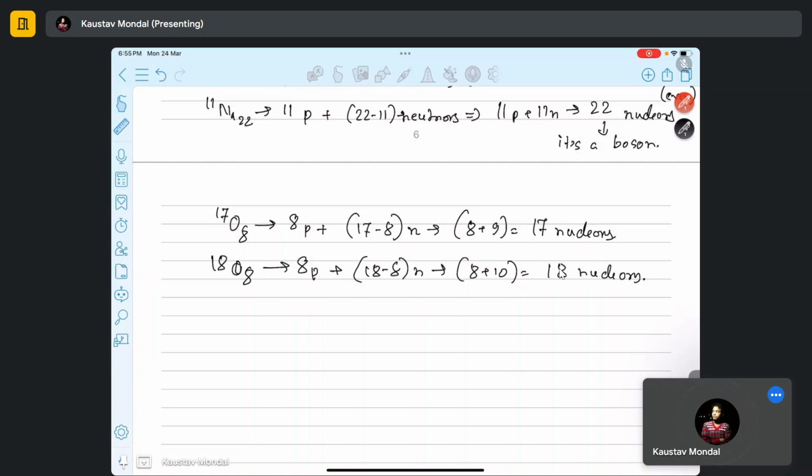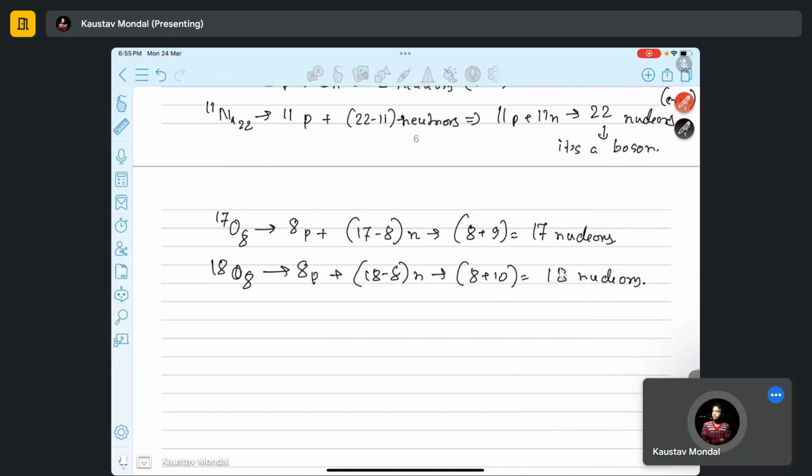So this first one has an odd number of nucleons, right? So basically this means it's a fermion. And the next case, as it has an even number of nucleons, it's a boson. So I hope all of you understood how we will solve this problem.